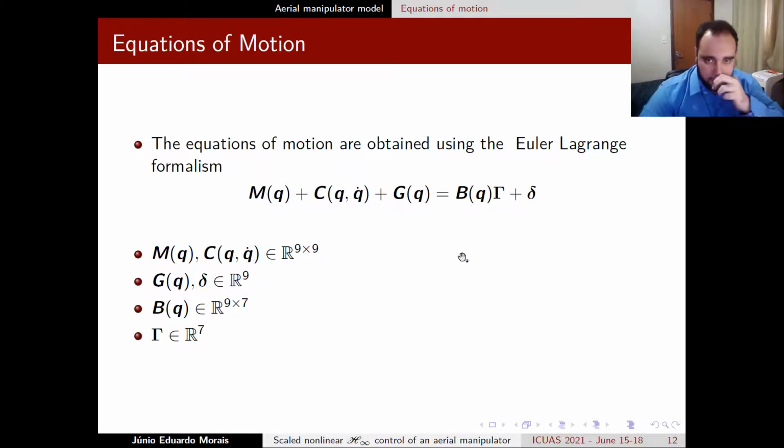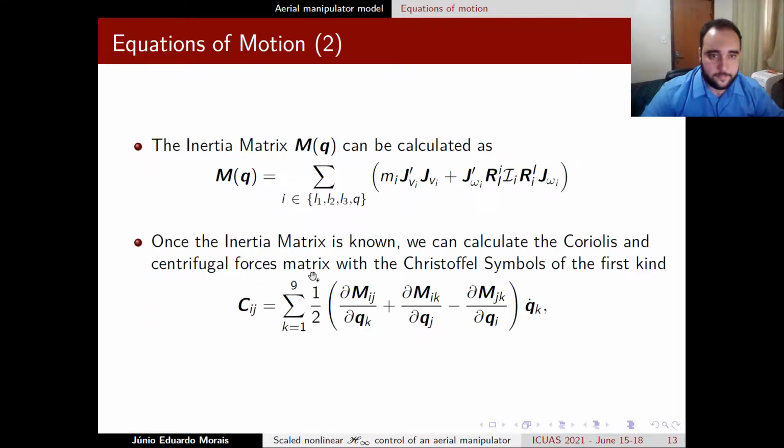B of Q is a matrix that represents the input coupling from the control inputs vector gamma to the generalized forces vector. And in this case, we see that gamma is composed of 7 elements that will be described later, resulting in a B matrix that is this shape here.